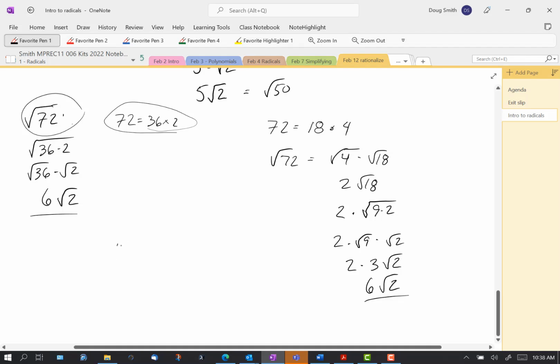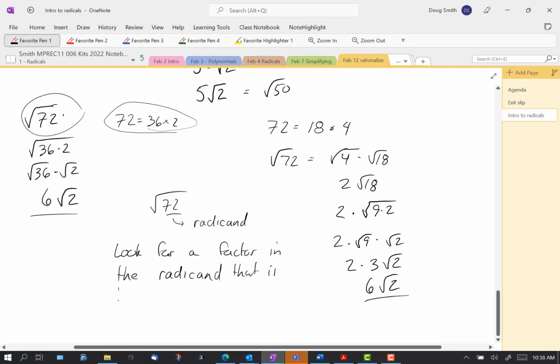But really what we're looking for is a factor in the radicand. And the radicand is the part inside the radical. So that is the radicand. We're looking for a factor in the radicand that is the largest perfect square.